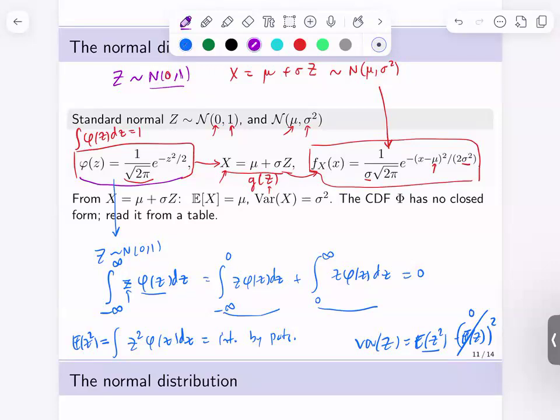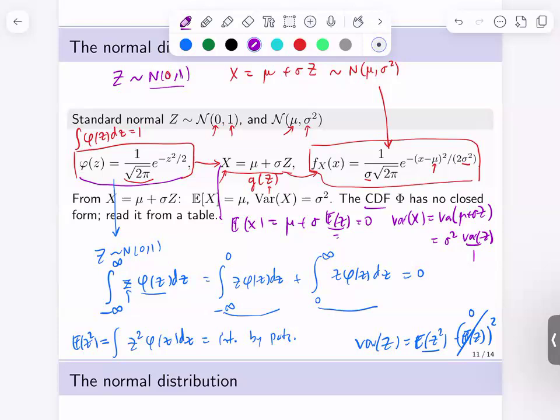And then once you have this, the expectation of X follows from linearity. So mu comes out, plus sigma times the expectation of Z, and this is 0, so you get mu. The variance of X follows as well because you get the variance of mu plus sigma Z. You know that you can drop mu, so you get sigma squared times the variance of Z. That's the affine transformation formula, and this is 1. So the fact that this general form has mean mu and variance sigma squared follows from linearity of expectation and the affine transformation property of variance.